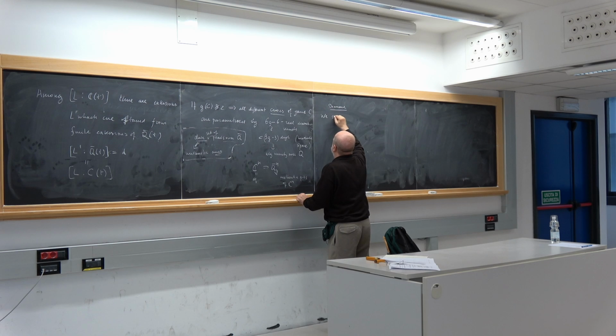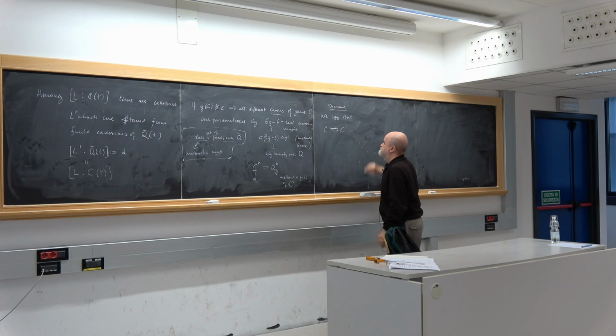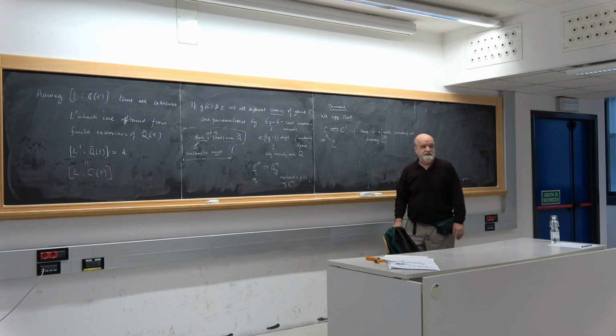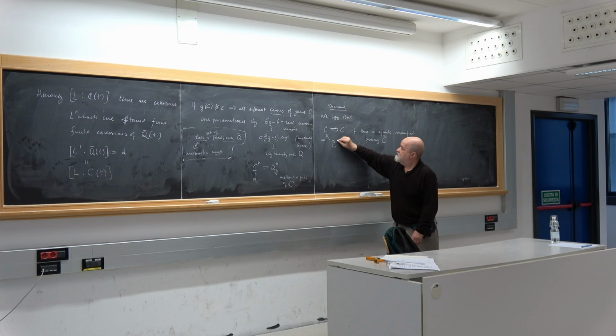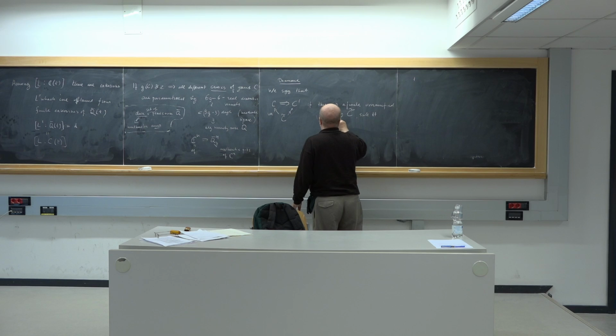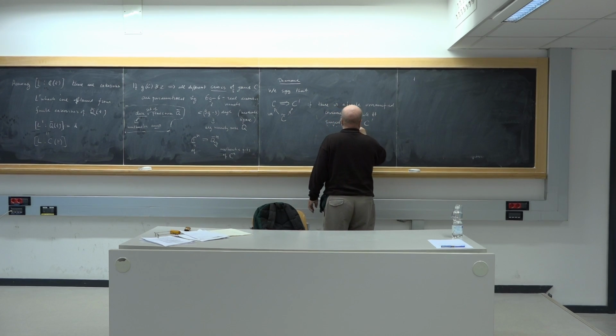We say that C dominates C prime. Both are curves, and we assume just anything. C dominates C prime if there is a finite unramified covering C tilde. So this is a finite map, an unramified covering with a finite map onto C, such that it surjects onto C prime.